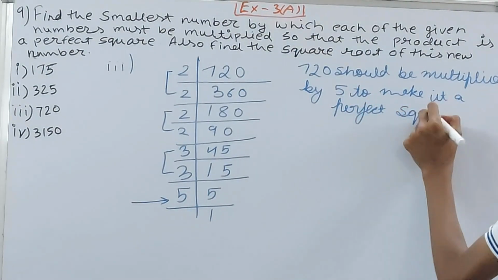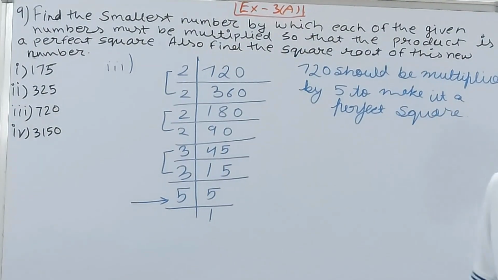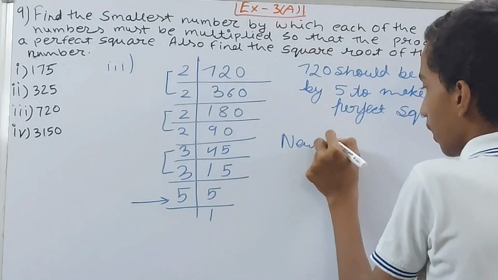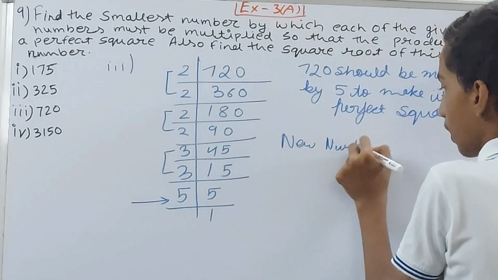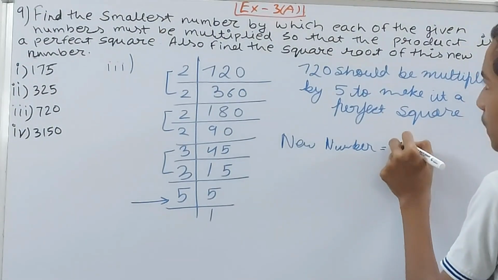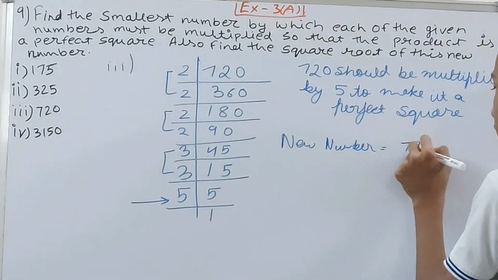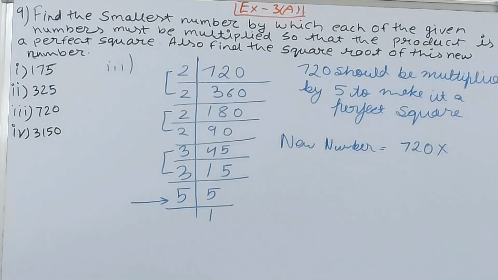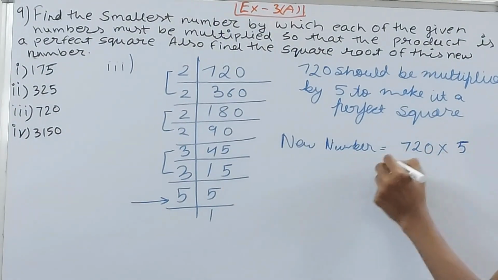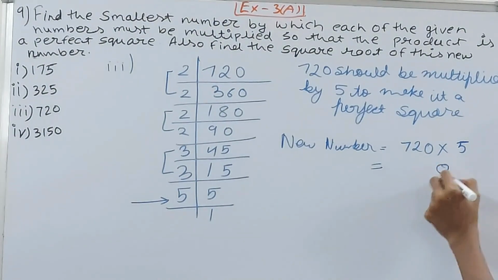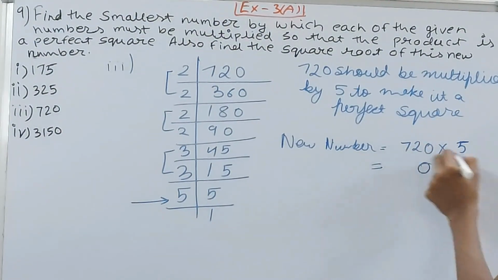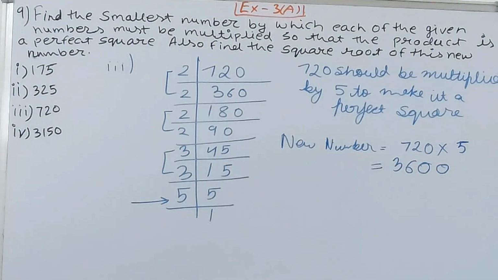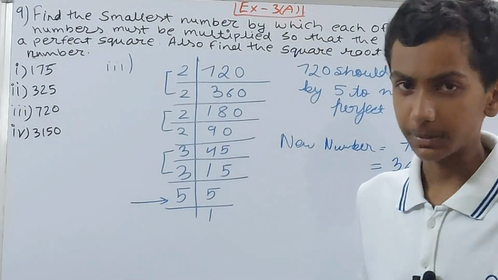Now see, the next step is what? We will calculate the new number. So the new number will be what? See, the number was 720 into what? 5. It should be multiplied by 5 to make it a perfect square according to our work. So see, 5 into 4, 0, 5 into 2, 10 and 1, 7 into 5, 35 and 1, so 3600, right? That is our new number.